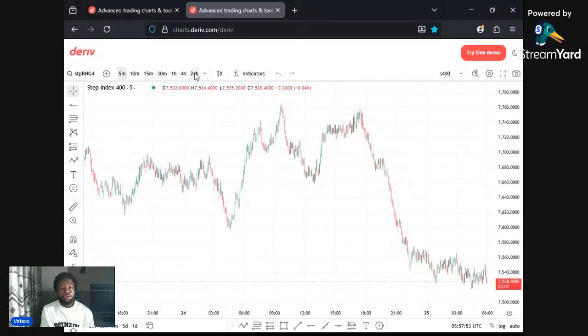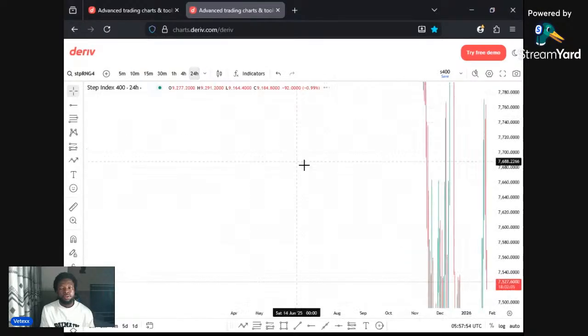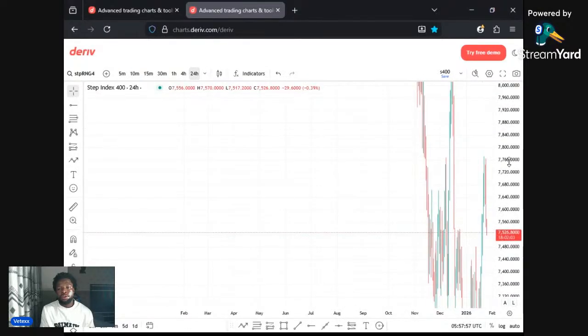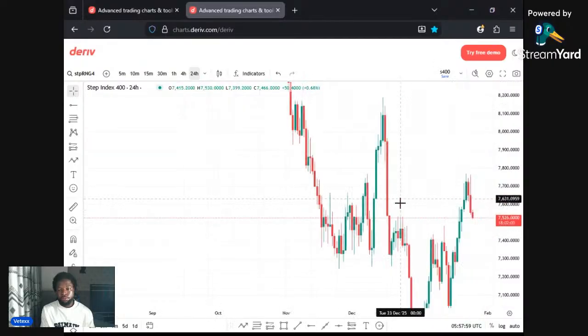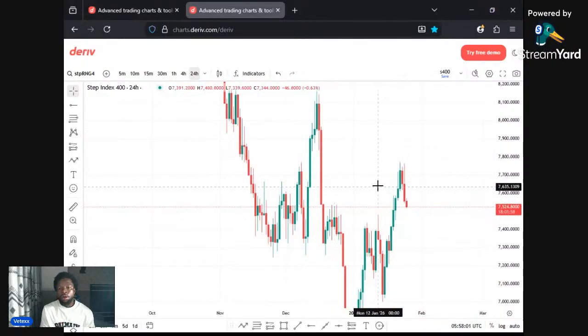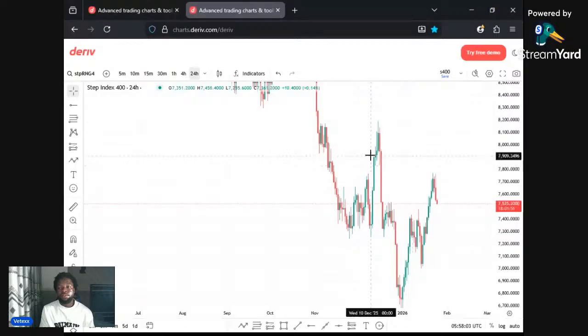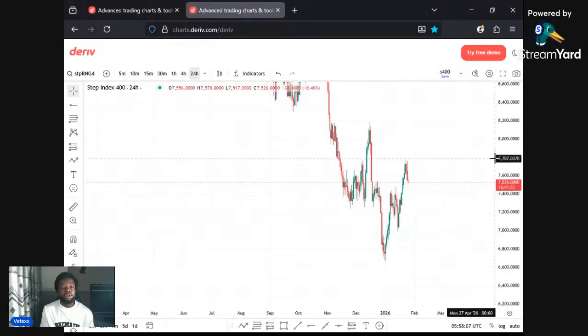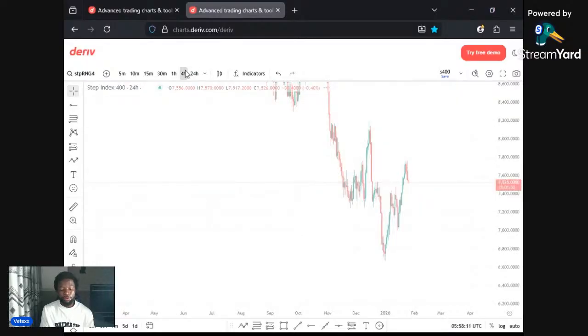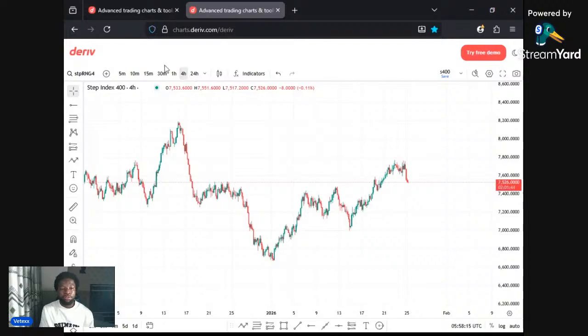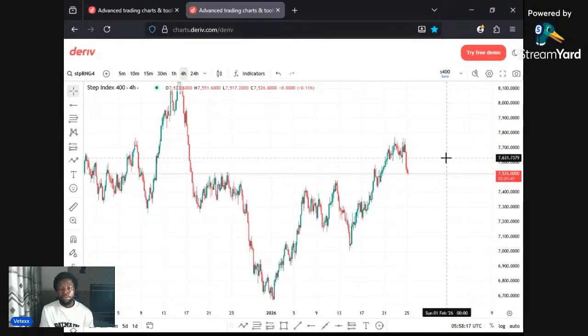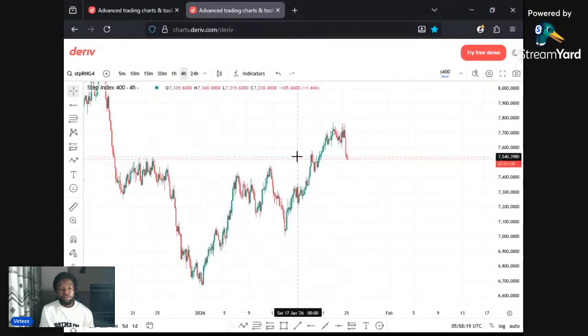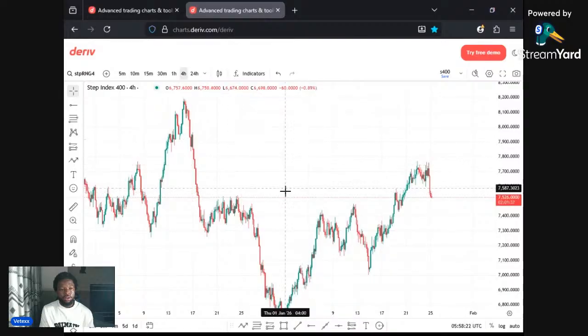Step 400, we are going to start our analysis from the 24-hour time frame. On the 24-hour time frame, step 400 is bearish. On the weekly time frame, it's also bearish. On the 24-hour time frame, it is bearish without giving us our structure. On the weekly time frame, it is bearish without giving us our trading structure as well. So let's check out the next time frame on our list, which is the 4-hour time frame.